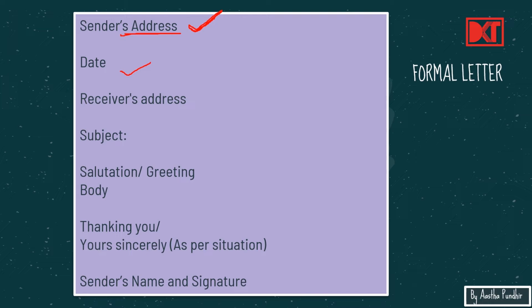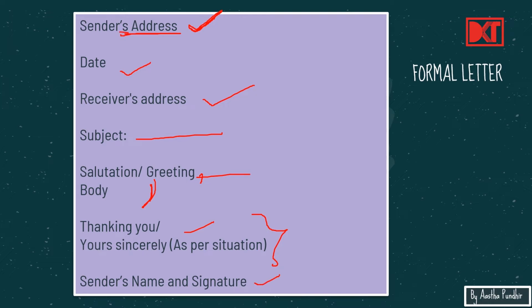Then give the date on which the letter is being written. Then the receiver's address, to whom you're writing the letter. Then of course the subject, and you give the salutation or greeting to whichever authority you are writing to. Then the body, whichever details you require, your purpose of writing this letter, and how you're looking forward to the reply, etc. And then thanking you, yours sincerely. Again, this depends on the situation, in the sense, to whomsoever you're writing the letter, it varies according to that.